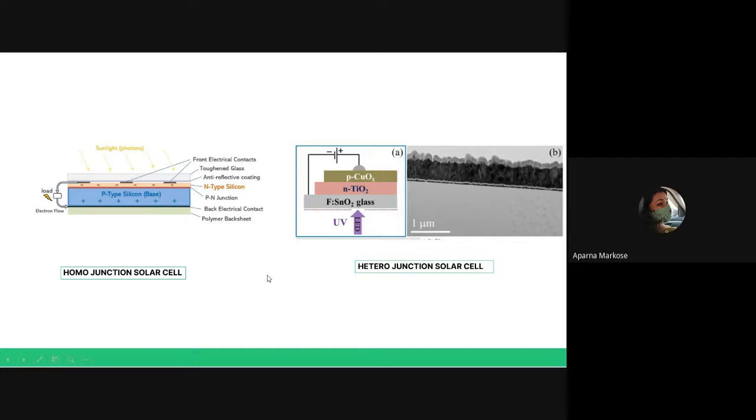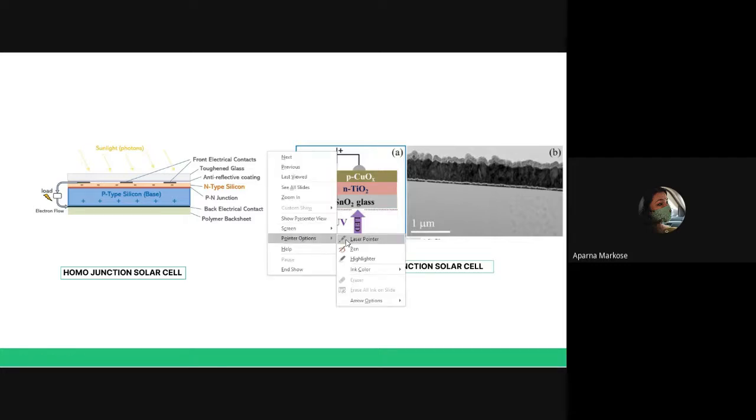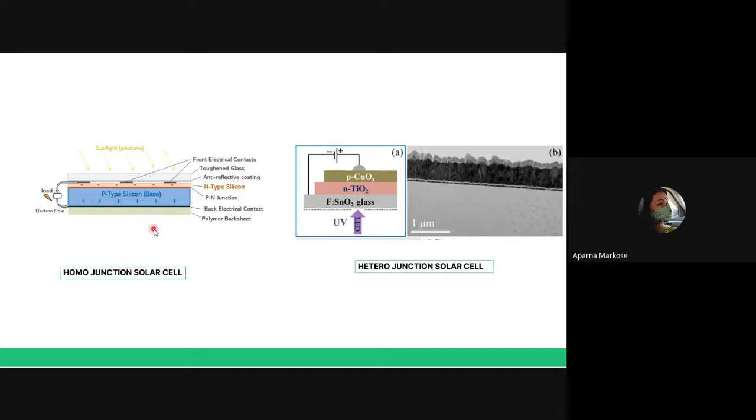As you can see, I will use a pointer now. You can see a homojunction solar cell. You can see in here p-type silicon and there will be n-type silicon. Doping will be used to create this p-type and n-type. And in here, you can see a heterojunction solar cell. You can see this is an n-type titanium dioxide and p-type copper oxide on a glass, conductive glass material.